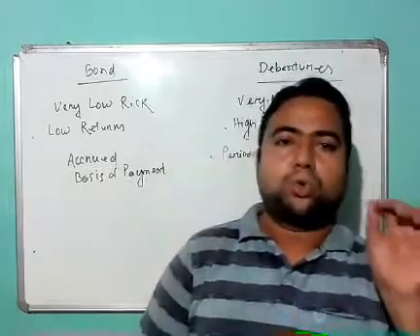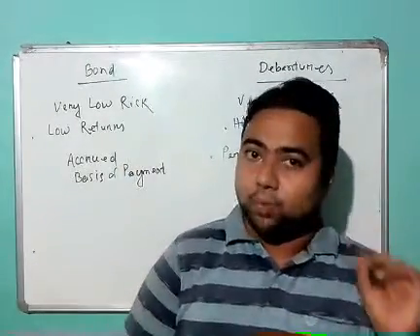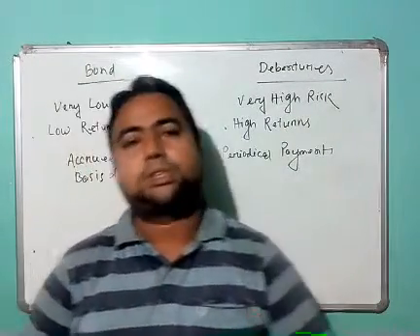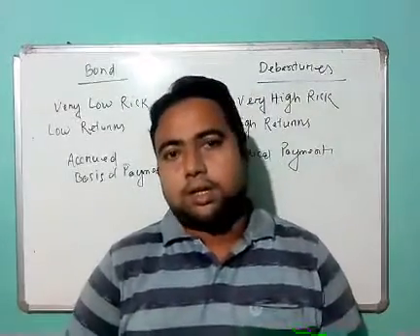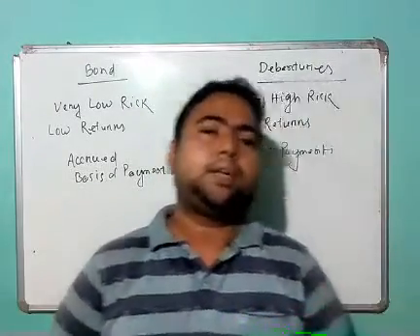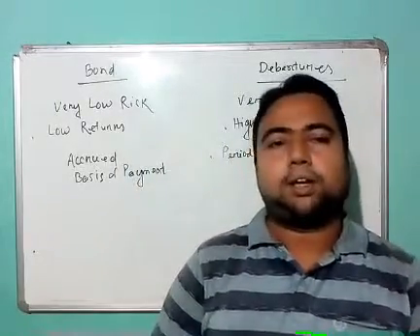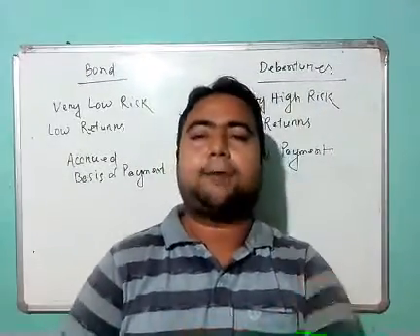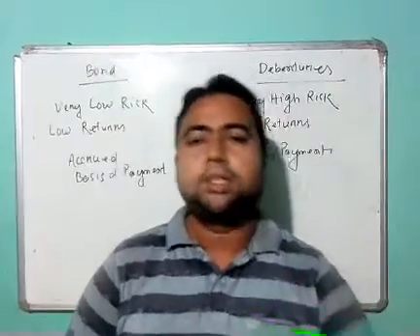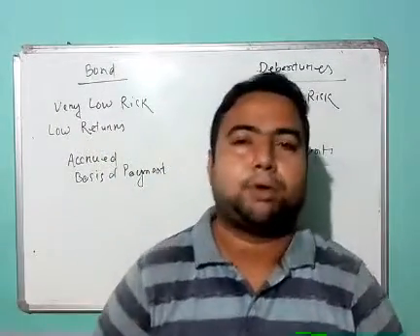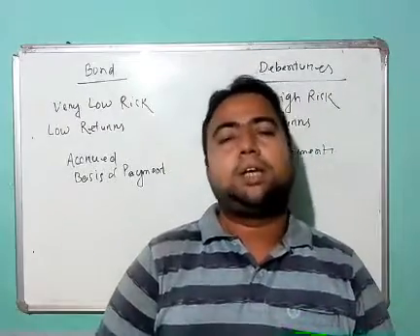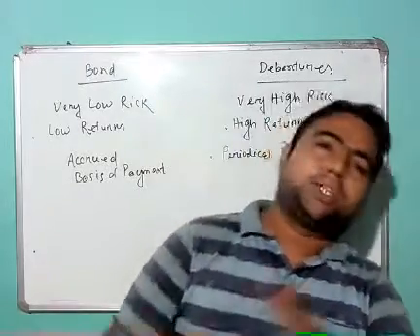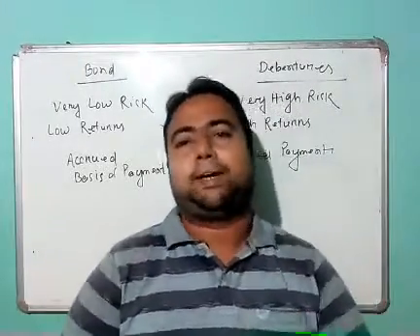Suppose quarterly interest, so at the end of every quarter, that is at the end of every 3 months, the debenture holder is going to get the return. Suppose it is half yearly, then after the end of 6 months, the debenture holder is going to get the interest amount. Suppose it is monthly, then every month, the debenture holder is going to get the interest amount. And after the end of 3 years, he or she will be receiving the principal amount, not the interest amount, because interest amount is already received during the 3 years by the debenture holder.